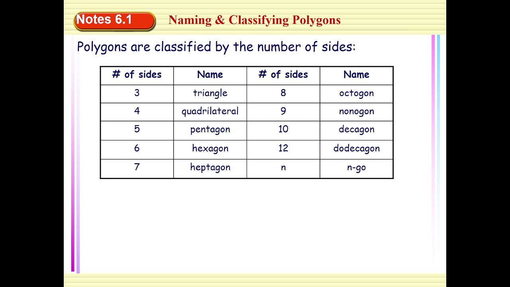So again, here are the names of the different polygons according to the number of their sides in tabular format. So from three sides to 12 sides. So if 10 means decagon, a polygon with 12 sides is called dodecagon.